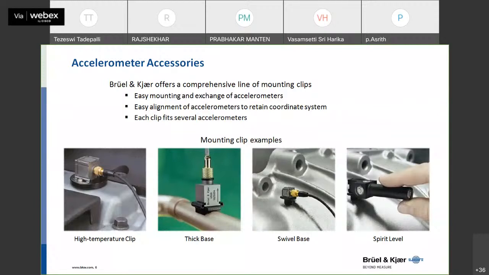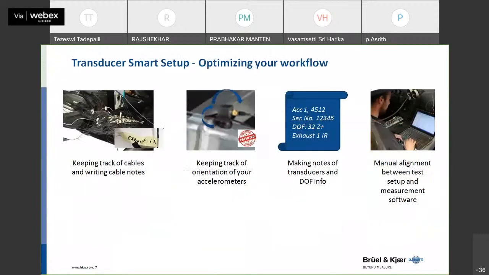So these are some of the things that we will go into. You also today have a transducer smart setup, which means that you can scan the transducer and directly put it from an iPhone into the software. So you do not have all the hassles of keeping track of tables, making the notes, keeping track of the orientation, making notes of the degree of freedom information. All this is today available automatically when you scan the transducer and put it into the software.